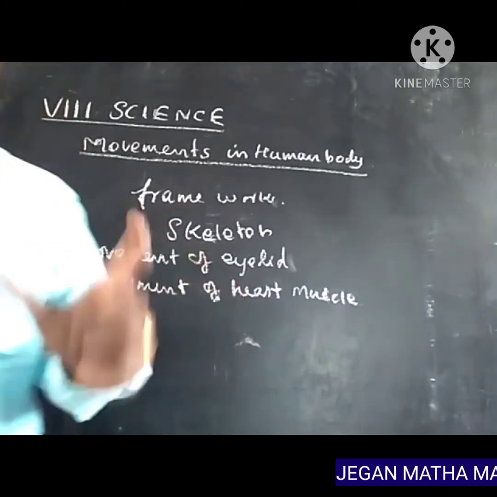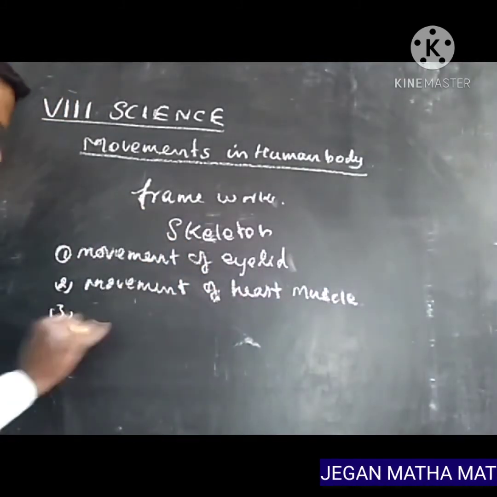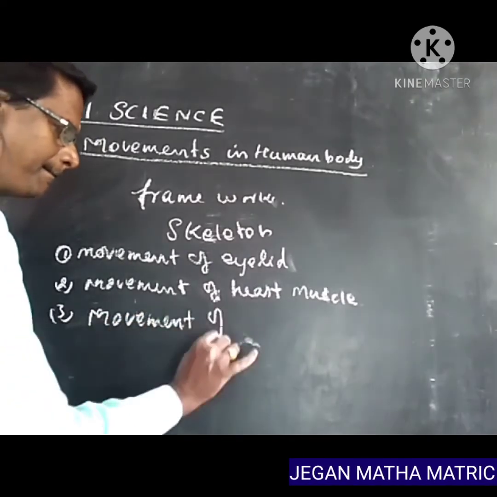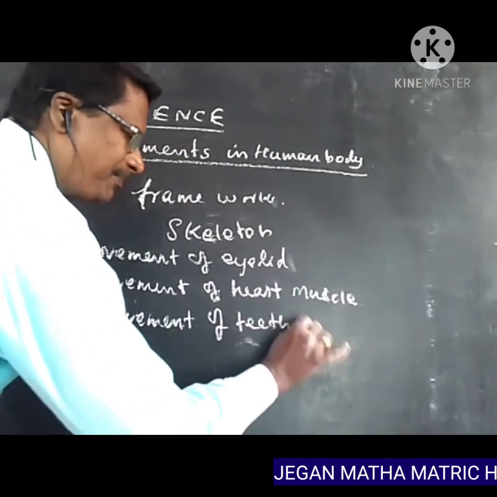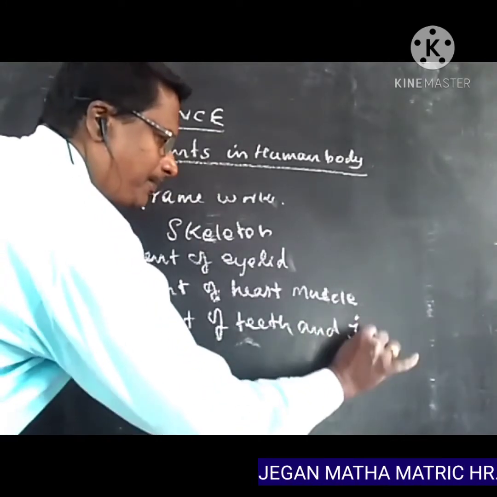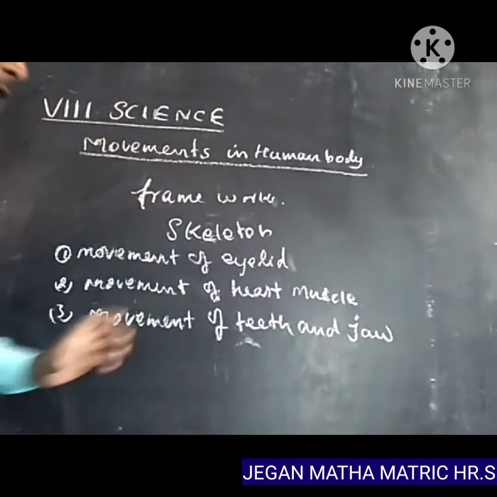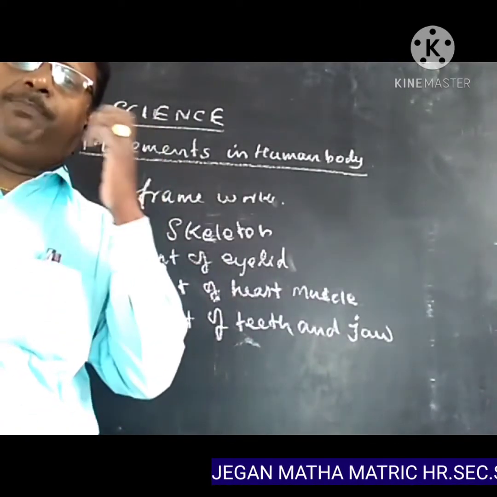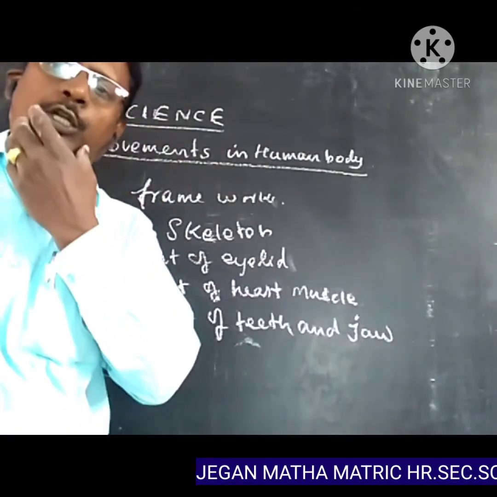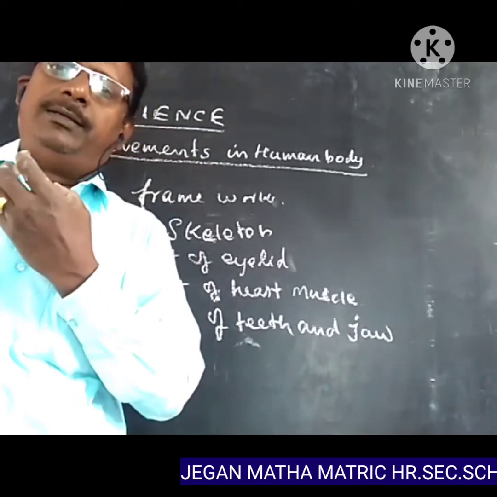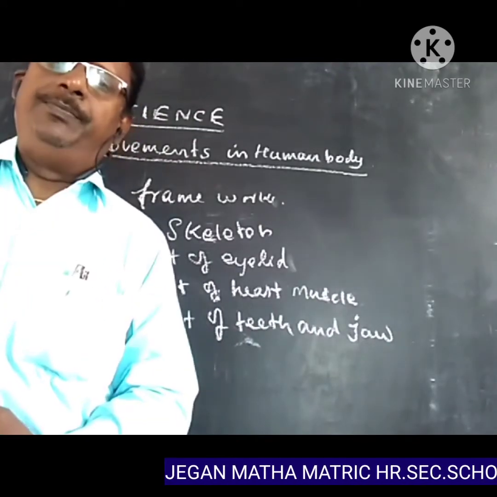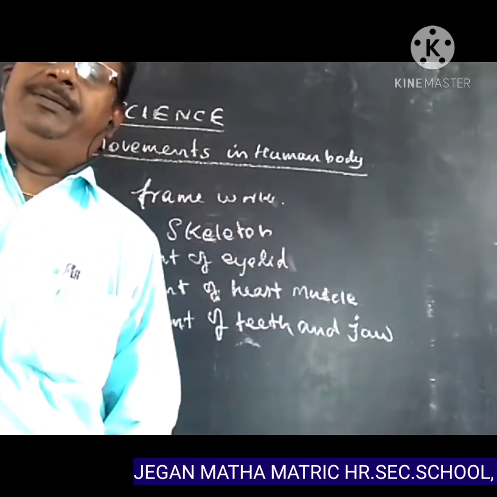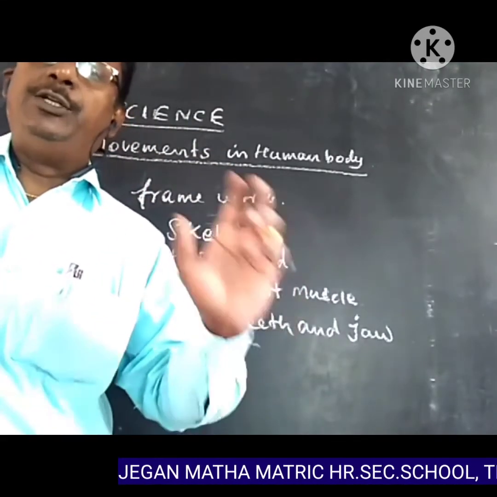The movement of the teeth and the jaw. We have two types of jaw, the upper jaw and the lower jaw. The lower jaw is movable and the upper jaw is immovable. The movable jaw is used for grinding the food material. This process is called chewing.